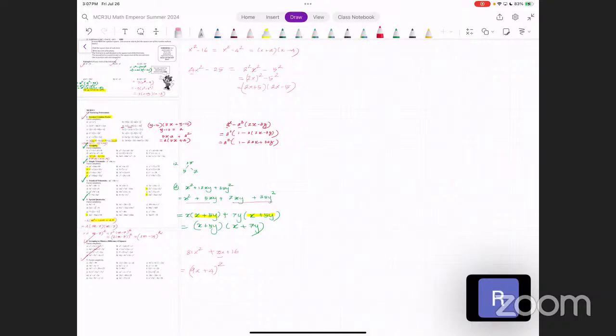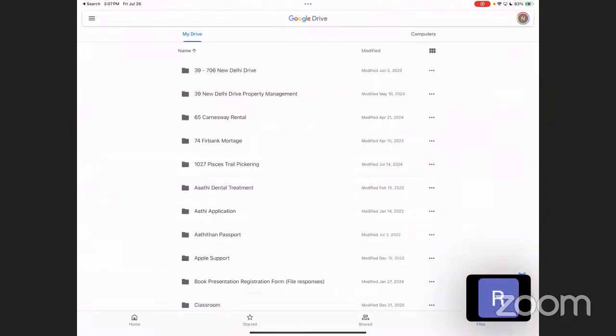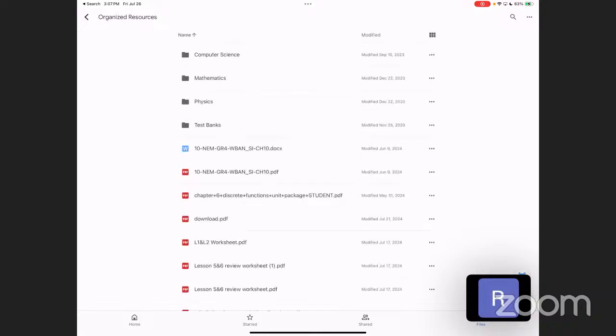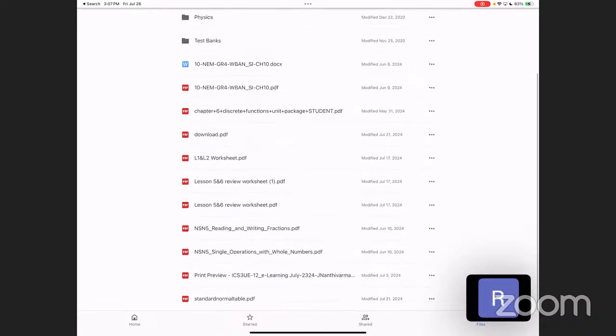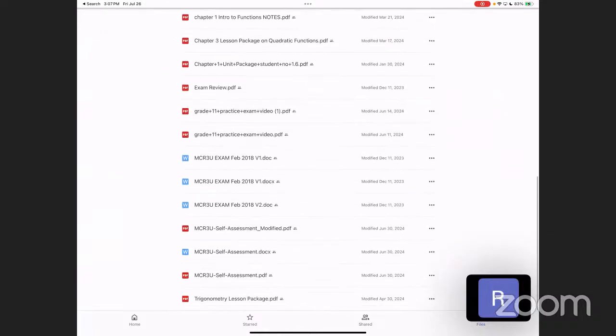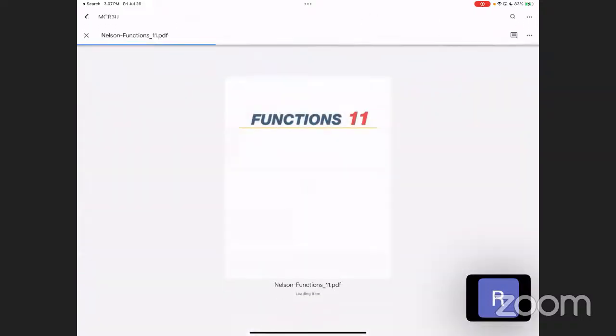All right, that being said, we're going to go back to the textbook questions. The other student went to Sri Lanka. I think she will join next week, but she's probably flying now. That's why I'm recording my lesson, so she can watch. All right, grade 11 functions textbook. Where's my grade 11 MCR3U Nelson Functions? Okay, cool.